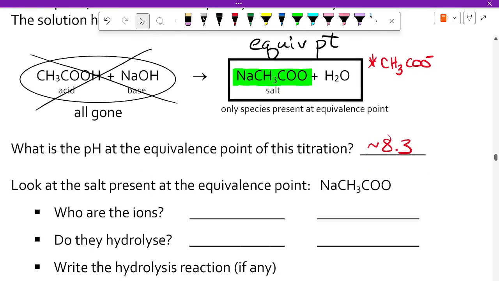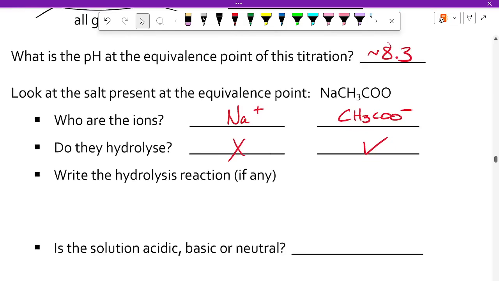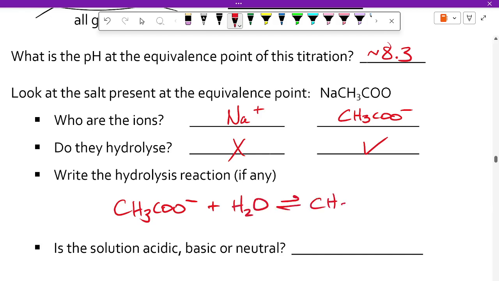Who is the salt? NaCH3COO. Who are the ions? Na+, CH3COO-. Do they hydrolyze? Does Na+ hydrolyze? No. Does CH3COO- hydrolyze? Yes. Write the hydrolysis reaction, if any. Is this solution acidic, basic, or neutral? Basic.